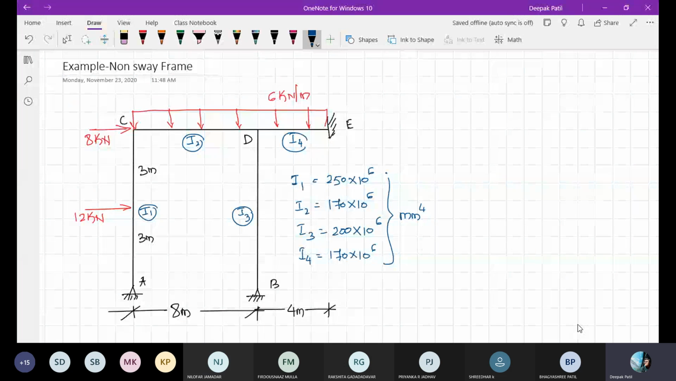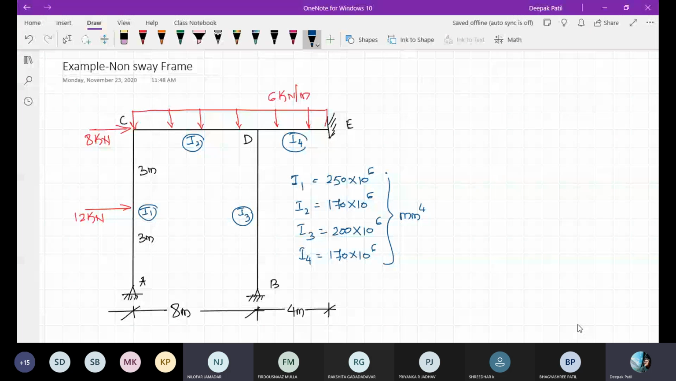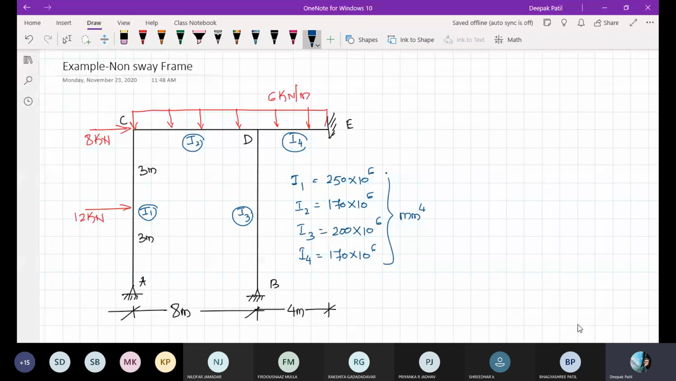Now E is fixed, and if E is a pin support also, then also it will not sway. But if I make E a roller support, then it will sway. Okay, now we'll not worry about that. The thing is, we know that this frame is a non-sway frame, right? So we have to start with our usual procedure, that is calculation of distribution factors.